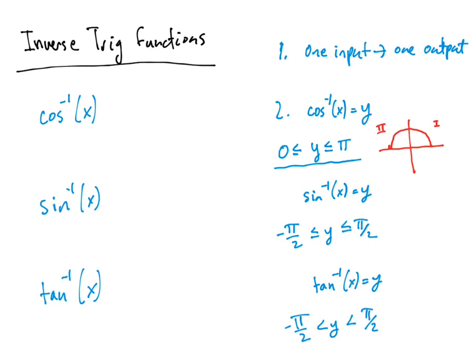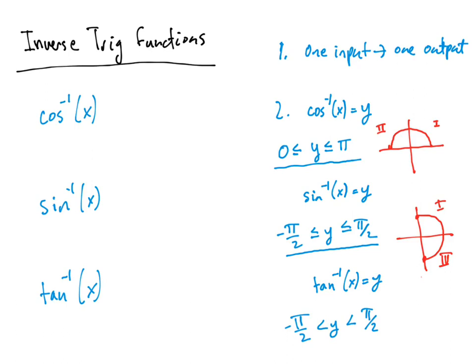For inverse sine of x, the output value is going to be between negative pi over 2 and pi over 2. So if we're thinking about this on the unit circle, negative pi over 2 is down here, pi over 2 is up here. So it's as though we're talking about quadrant 4 and quadrant 1.